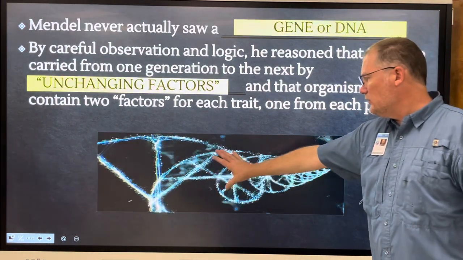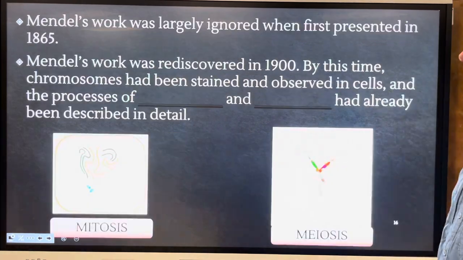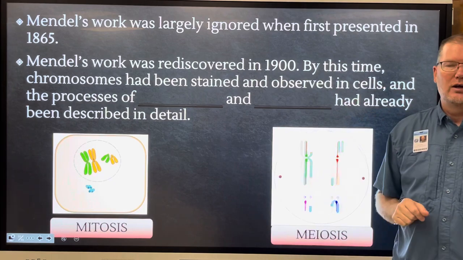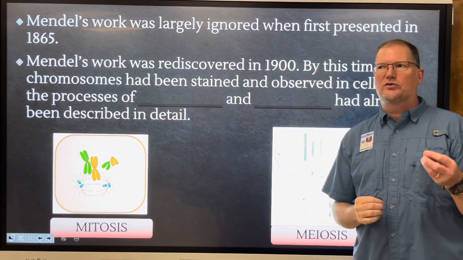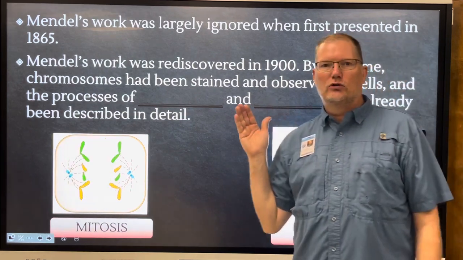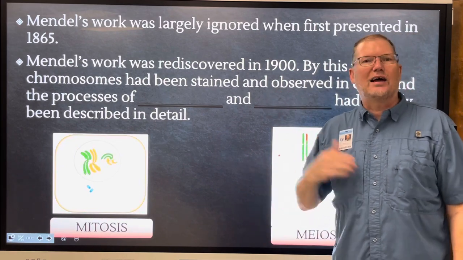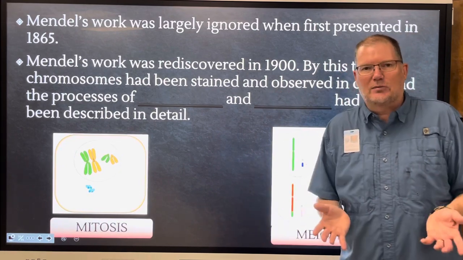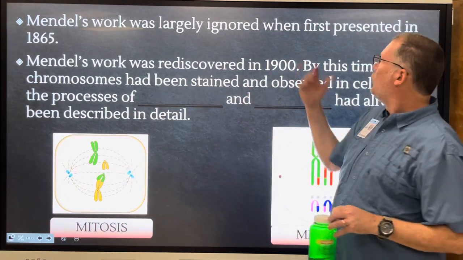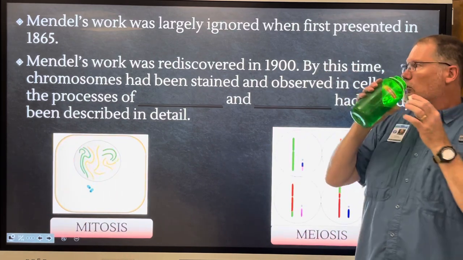We know that this factor is DNA, but he didn't know that. And this is what I was talking about before. His work was largely ignored. It was more that it was ignored, it was kind of lost. He was in a monastery. Scientists didn't go to clergymen, to churches, for scientific evidence. That wasn't something that was done. So his work sat on a shelf for about, I think it was roughly about 75 years.